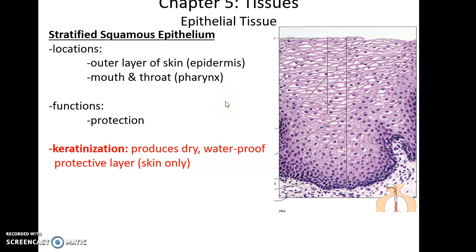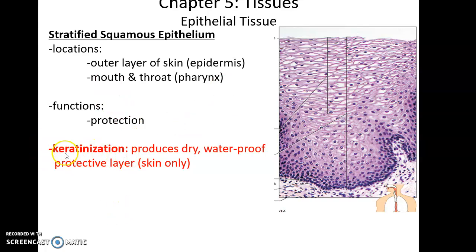Places where you find stratified squamous epithelium include the outer layer of the skin, also known as the epidermis, and it's found in the mouth and throat. Throat's also known as pharynx. And its purpose is protection. It protects underlying tissues. Basically, with all these layers and the constant production of new cells, this tissue is able to lose some of the cells on the surface and not suffer any real injury.